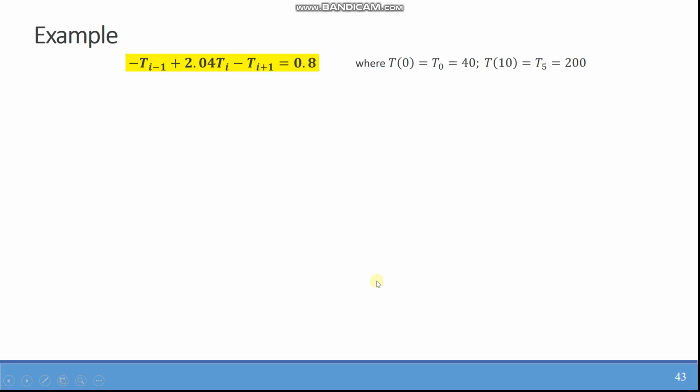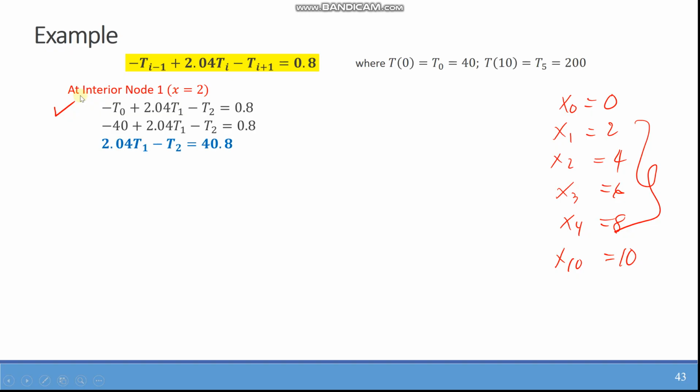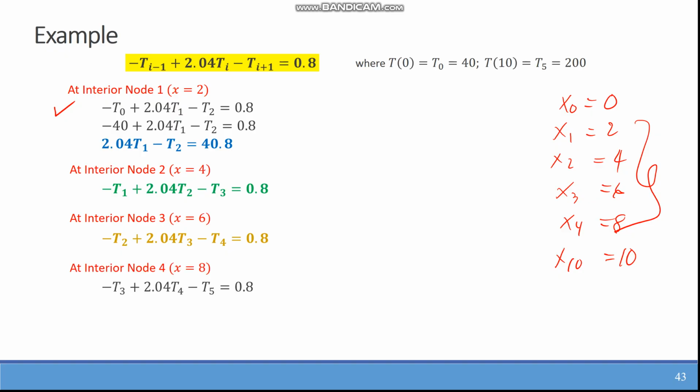Since our step size is 2, the first interior node is when x is equal to 2. We have x naught equal to 0 and the step size is 2, so we have 2, 4, 6, 8, and lastly 10. The interior nodes are where we apply the finite difference. This is the first, and then we form this equation. At the second node, x is 4. Then at the third node, and lastly the fourth node is this one. So we have T0, T1, T2, T3, T4, and then T5.